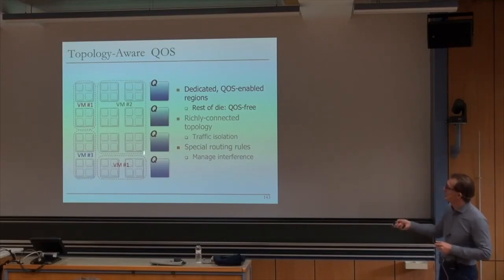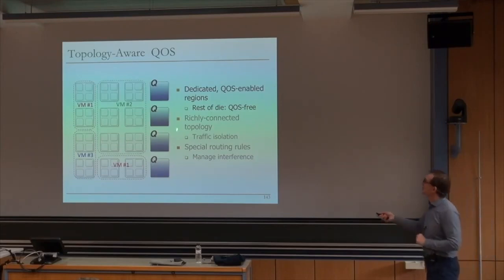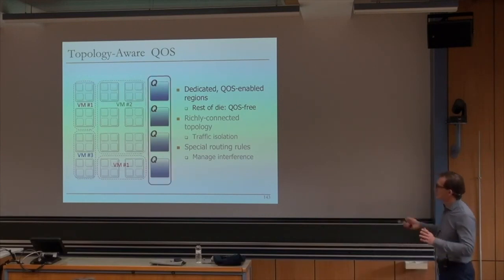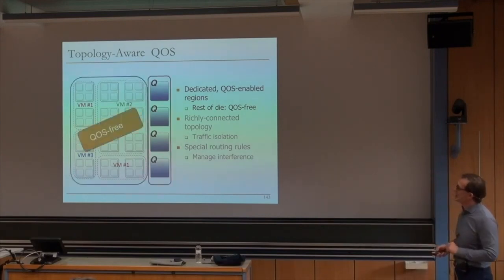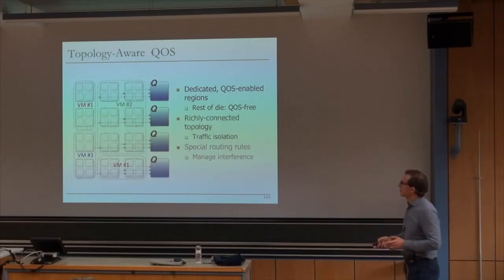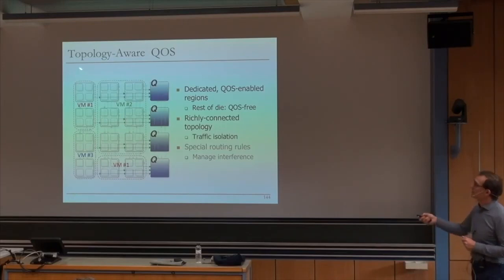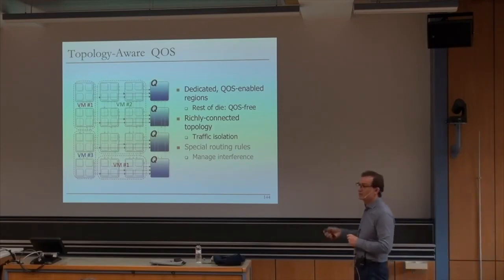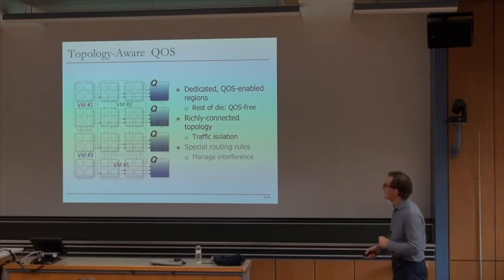So the idea over here is we're going to use that topology to reach these dedicated quality of service enabled regions. So we're going to designate some part of the chip as quality of service enabled. Rest of the die is quality of service free. And then we're going to map our virtual machines or whatever applications. And you can see that the cost has reduced significantly to begin with. Now, how do you actually ensure that this virtual machine has non-interfered access to this quality of service area, if you will? We basically provide traffic isolation using a low diameter topology.